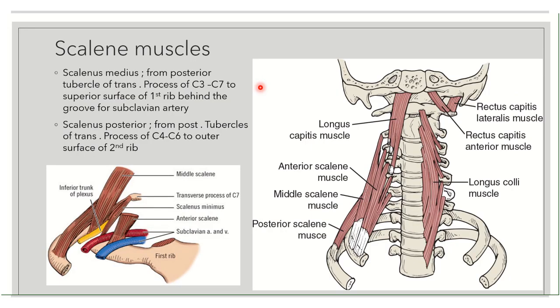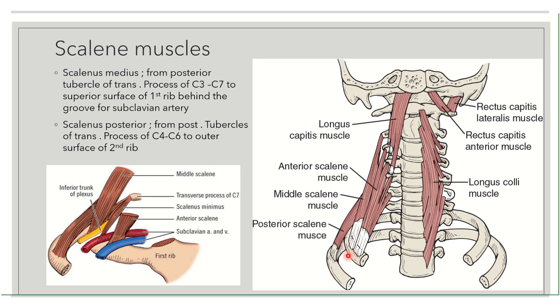Scalene muscles. We have already discussed scalenus anterior muscle with the prevertebral muscles, and now we will see scalenus medius and scalenus posterior muscle. These are the fibers of scalenus medius muscle. They get their origin from the anterior tubercles of transverse process of third, fourth, fifth and sixth cervical vertebrae, and these fibers get attached to the outer or the superior surface of first rib.